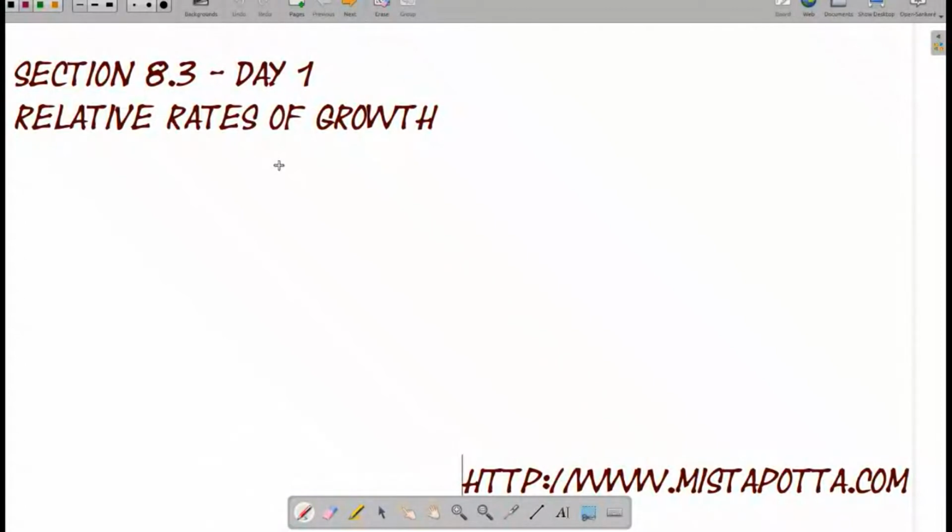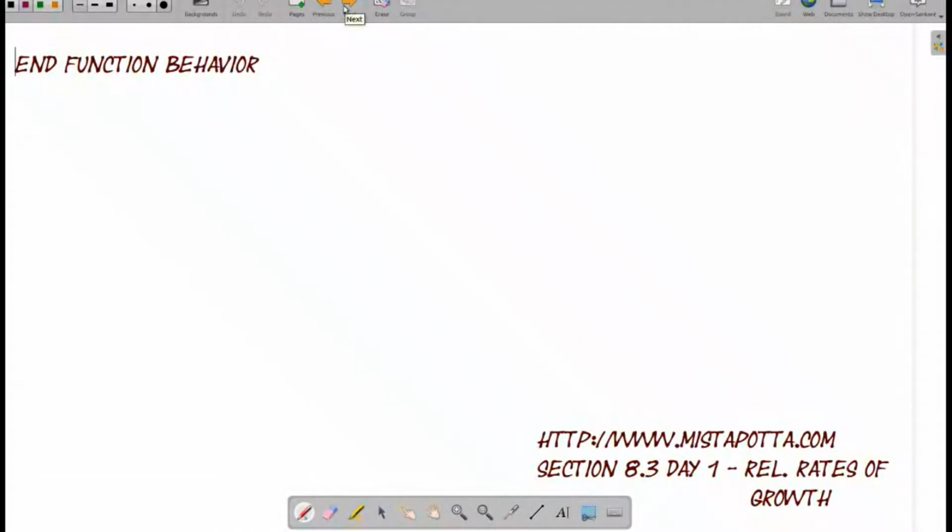What we're going to be talking about today is the relative rates of growth of functions. In other words, which functions grow faster than other functions, and which functions grow slower. If this sounds familiar, it's because we did a lot of talking about end behavior back in chapter 2, where we talked about how a function behaves as x approaches infinity or negative infinity. We often saw a horizontal asymptote for some functions, or that a function would approach 0, or a function would approach infinity for other functions.